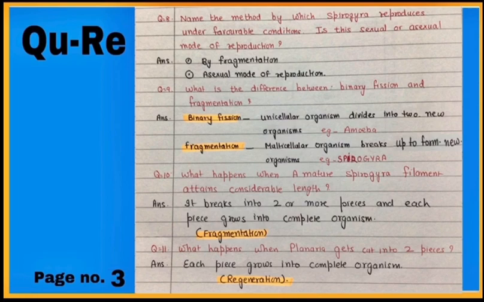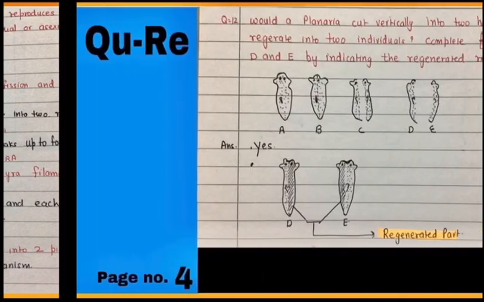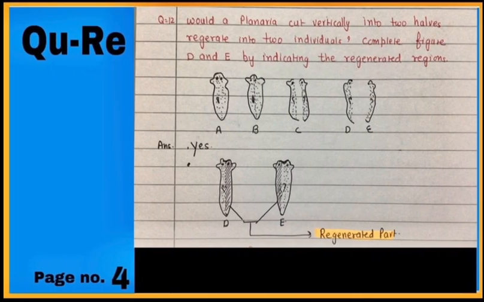Planaria and Hydra, they reproduce by regeneration method. See how to cut pieces of planaria regenerate the lost part. Right part will regenerate its left part and left part will regenerate its right part.